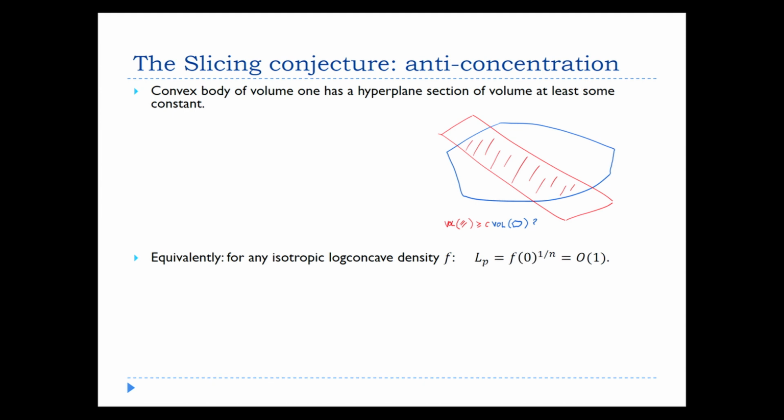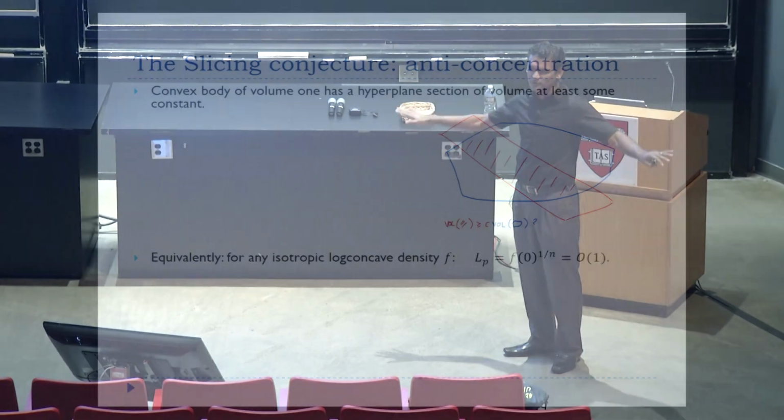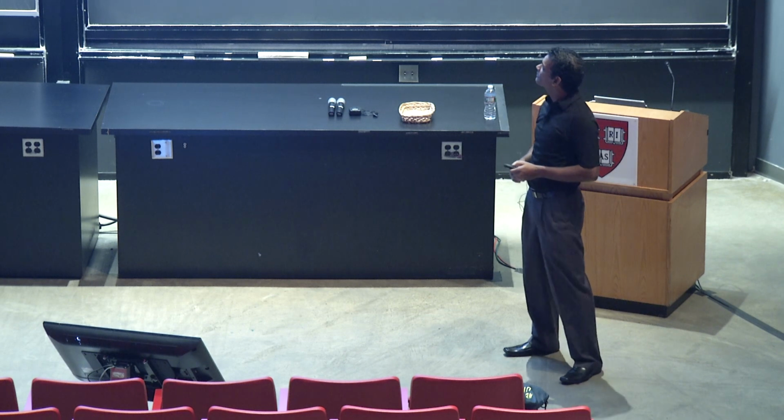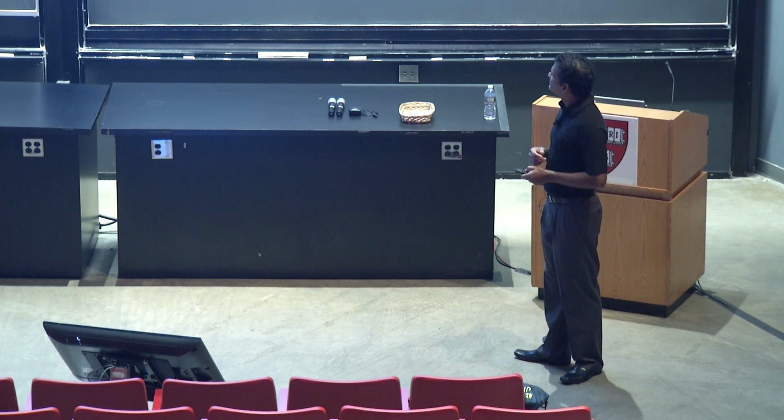An equivalent version formulated by Keith Ball says that for any isotropic log concave density, so the covariance is the identity, if we define this constant, this slicing constant, as the density at the origin to the power 1 over n, or the maximum density to the power 1 over n, those two are going to be within constants for a log concave function, then this is bounded by a universal constant. So your density can't be too high anywhere. It's a sort of anti-concentration. So these are equivalent. That's the conjecture.